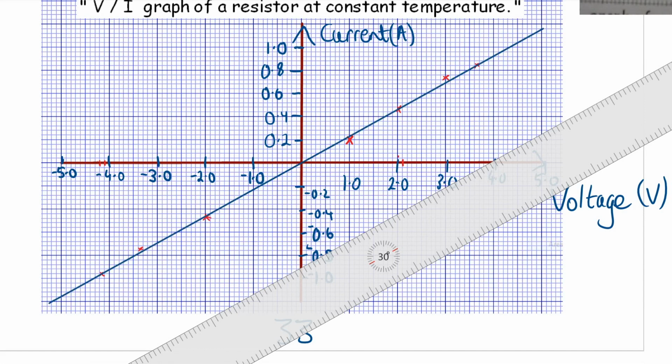I like that line because you've got 1 point just below. That one's very slightly below. We've got one just above and one just above. So that's a good line of best fit to have.